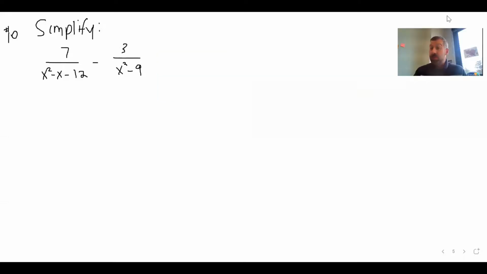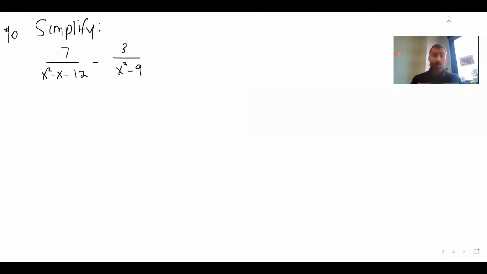Number 10, a lot of us started to run out of space and time at this point. Number 10 is a subtraction problem. All right, so the first thing that I need to know when I have a subtraction problem is that I need common denominators. So we can obviously see that our denominators are not the same here. Okay, red flag. Is that what the kids still say?